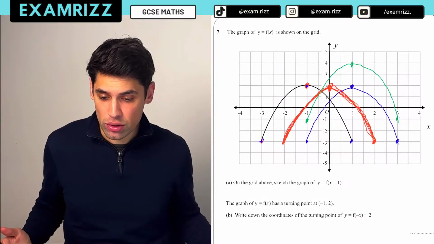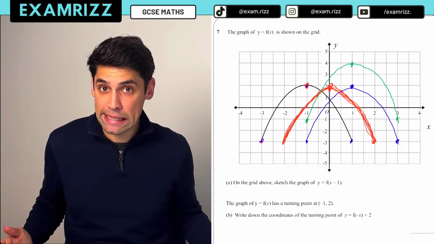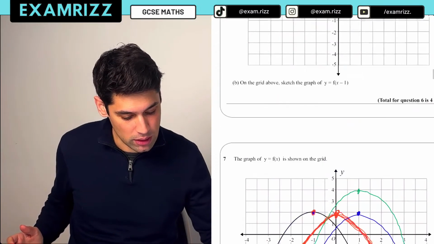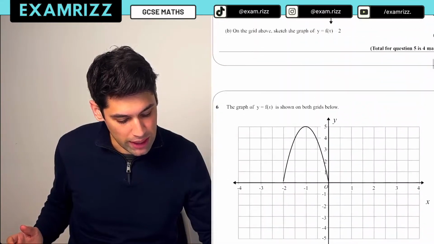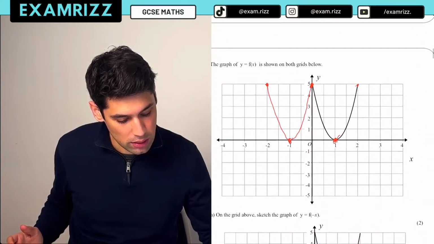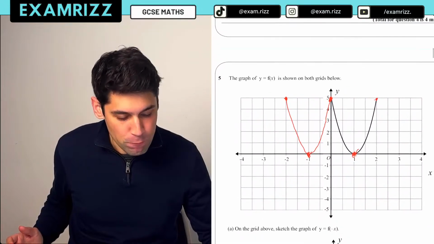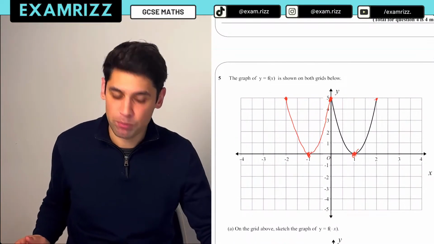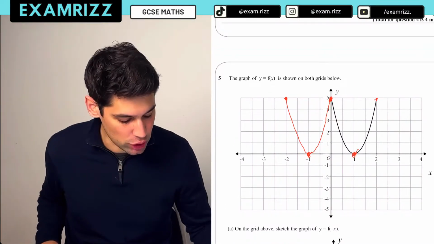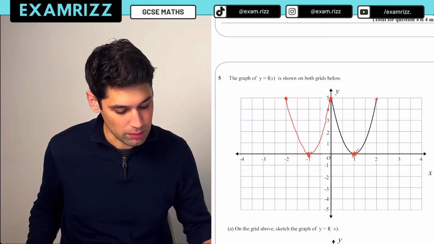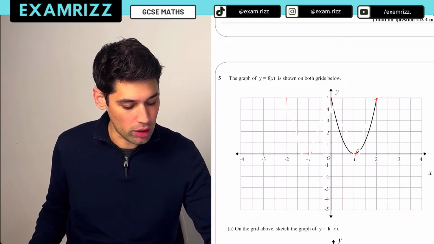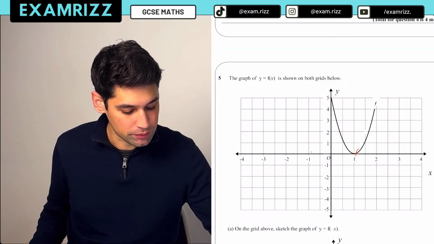So that's graph transformations. I hope that makes sense. There weren't any multiplication ones in there. And I'm going to write my own multiplication one, in case that comes up, because I do not want you guys to be deficient in that area of knowledge.